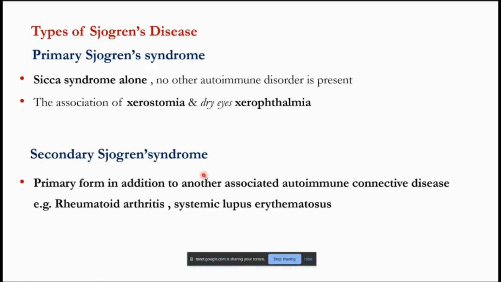Secondary Sjögren syndrome will have the sicca syndrome, that is the primary Sjögren syndrome, along with some other associated autoimmune diseases affecting the connective tissue, for example rheumatoid arthritis and systemic lupus erythematosus. I hope you have studied it in your syllabus somewhere, either in oral pathology or general pathology or wherever. So I'm just going to tell it very, very briefly.